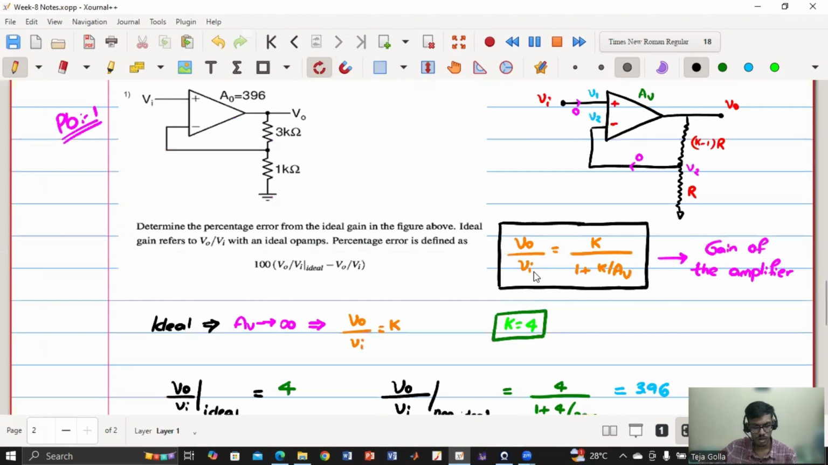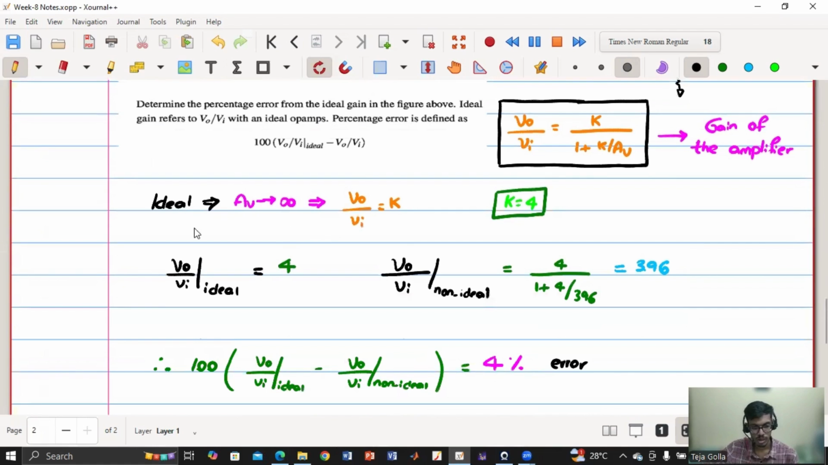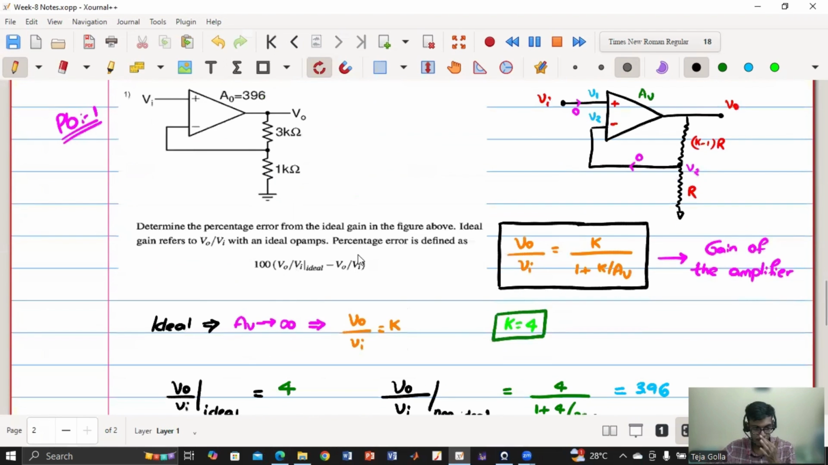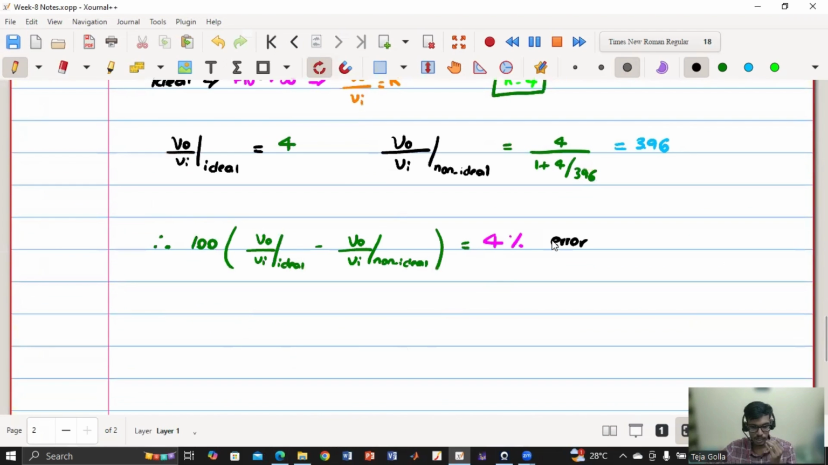Now, we got the expression for the non-ideal case. For the ideal case, AV is infinite, so it is only K. For the given circuit diagram, we have seen what the value of K is. K is 4 and R is 1 kilo ohm. So we got V naught by Vi ideal and V naught by Vi non-ideal, and we have substituted, and whatever they have asked in the question to find, we have found that it is 4% and we have checked it is also matching. So is this question clear?